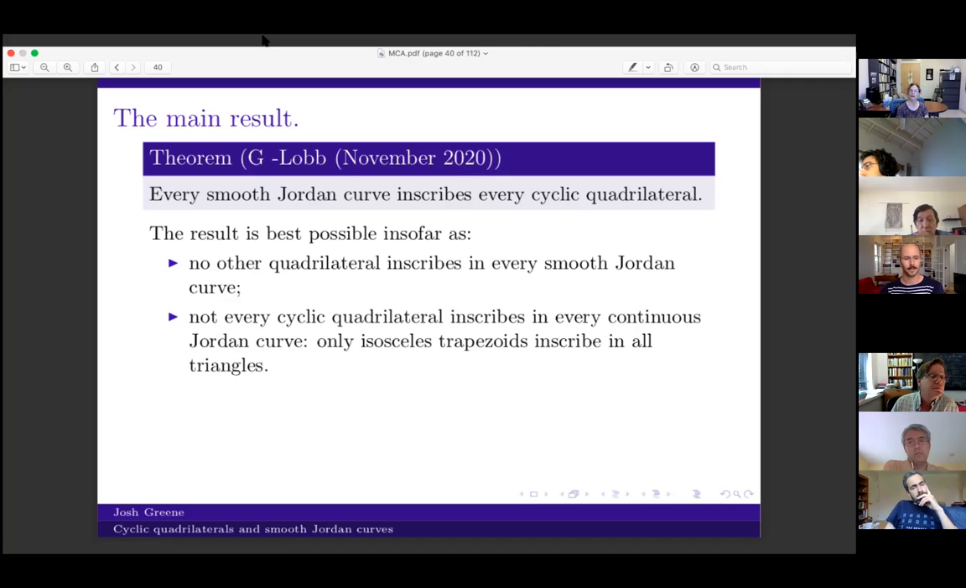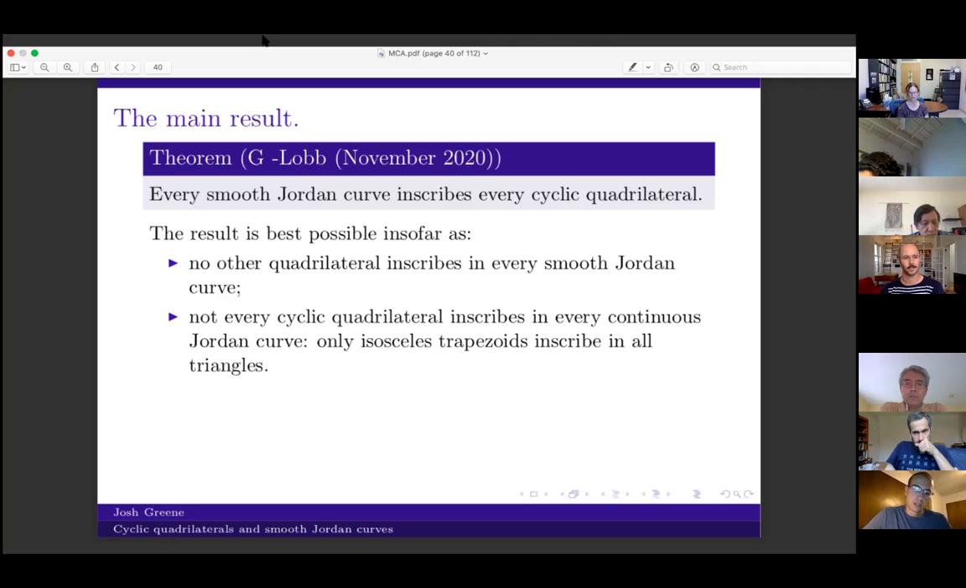Those are quadrilaterals which have a pair of opposite sides which are parallel and whose other two sides are not parallel but have equal length. So they look like an isosceles triangle with the top chopped off. Don't have a picture.